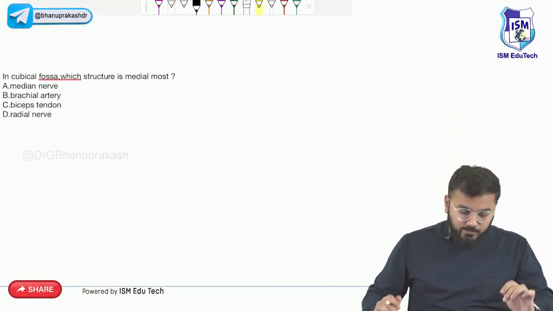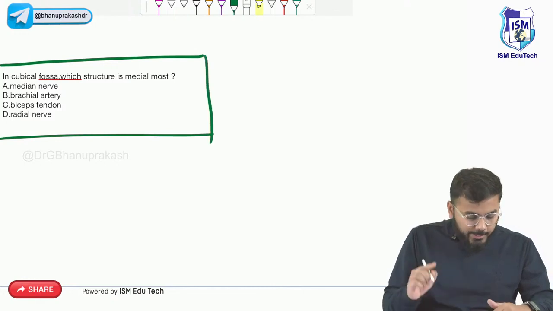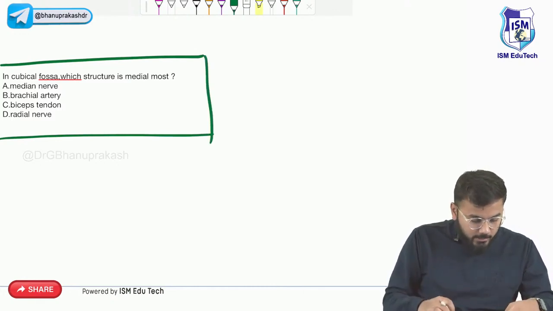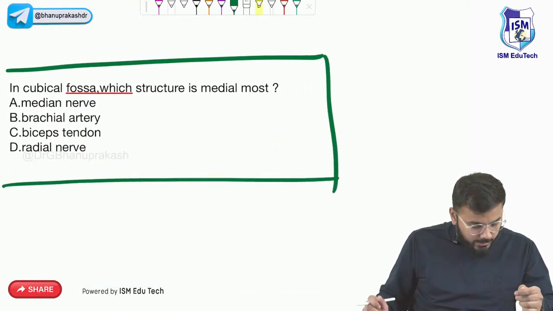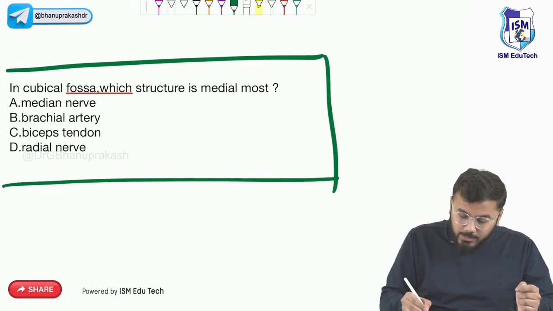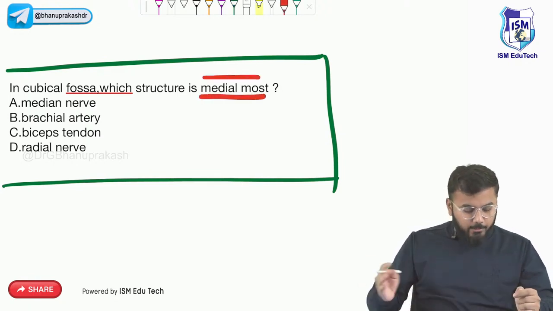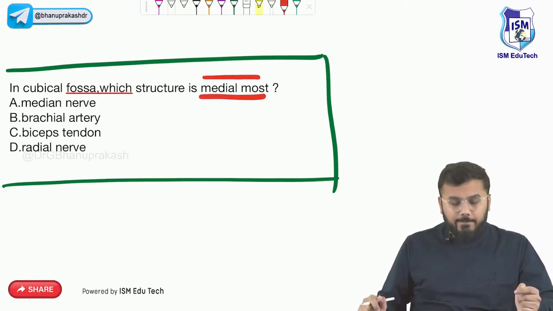The next one is a question that was previously asked. In the cubital fossa, which structure is medial most? This was a previous year question. Which is the structure that is most medially located? What is the structure? Anyone?